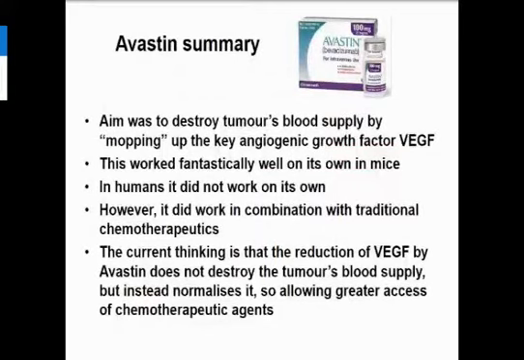Okay, so just to summarise the Avastin, this cunning plan that they had to starve the tumour of its blood supply by mopping up this key angiogenic growth factor VEGF worked fantastically well in mice. In humans, though, it didn't work on its own. It did work in combination with these traditional chemotherapeutics. And now the widely believed thinking is that actually it's not destroying the tumour's blood supply. It's instead normalising it, giving the tumour a better blood supply, so allowing access for these chemotherapeutic agents.